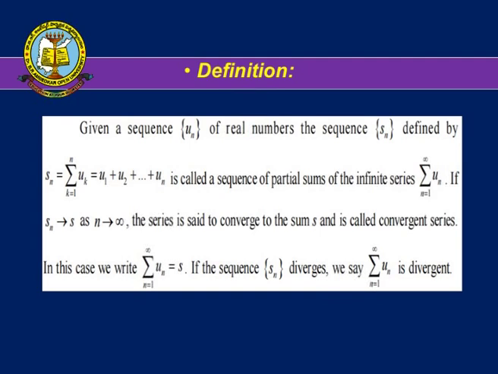So sigma n equal to 1 to infinity un equal to s if the sequence Sn is convergent, because the partial sum approaches s as n tends to infinity. Directly we can decide that the partial sum Sn is equal to u1 plus u2 plus so on plus un, and as n tends to infinity we are approaching s. So sigma n equal to 1 to infinity un approaches s as Sn tends to s as n tends to infinity, so it is called convergent.